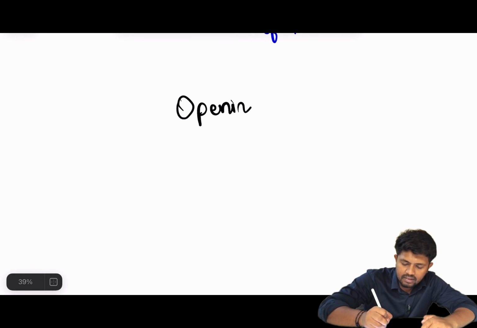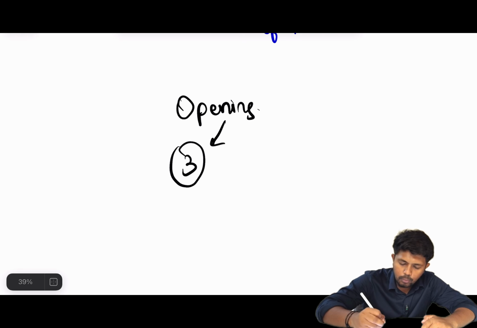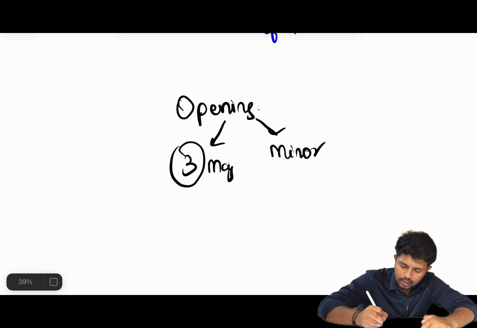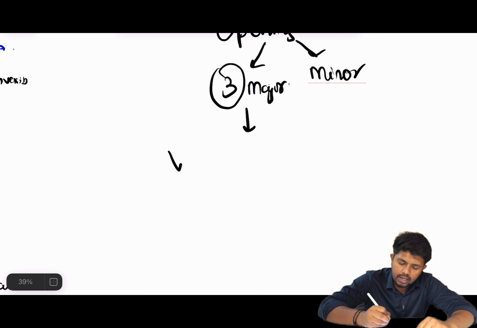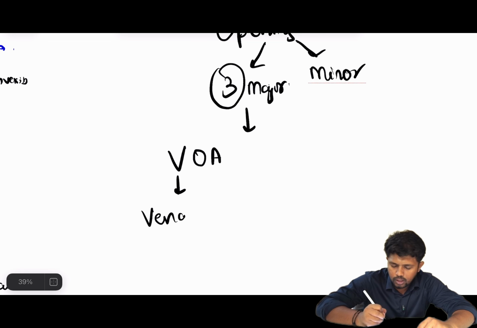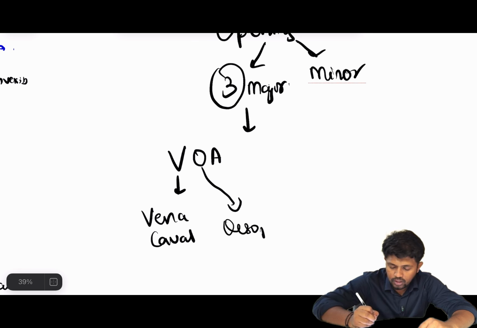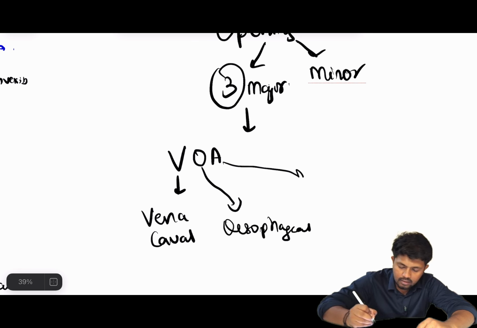The openings that are present in the diaphragm. There are three major openings and some minor openings. Okay, three major openings and some minor openings. So the three major openings you can remember by a mnemonic called Voice of America, where V is the vena caval opening, O is the esophageal opening, and A is the abdominal aorta or aortal opening.